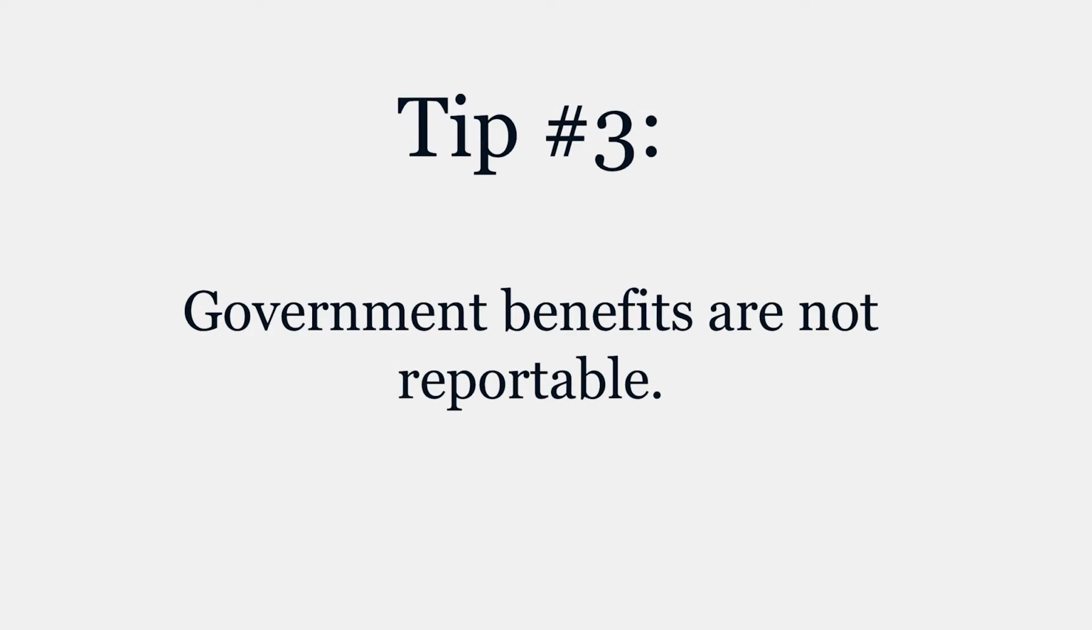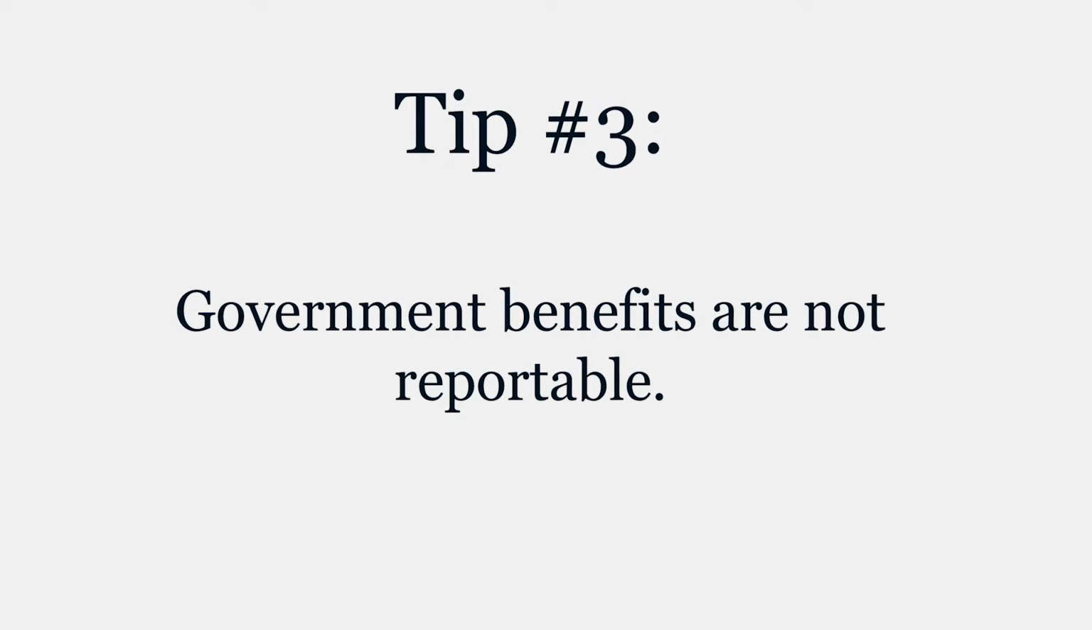Tip number 3 deals with the reporting of government benefits. Benefits you receive from the federal government are not reportable. For example, your salary, TSP, FERS, VA benefits, and others are not required to be on the report. The reason is you already work for the government. Since you work for the government, you can't have a conflict of interest with the government.